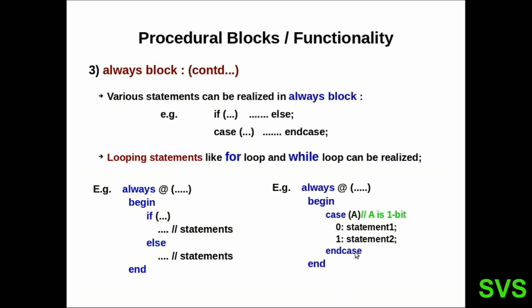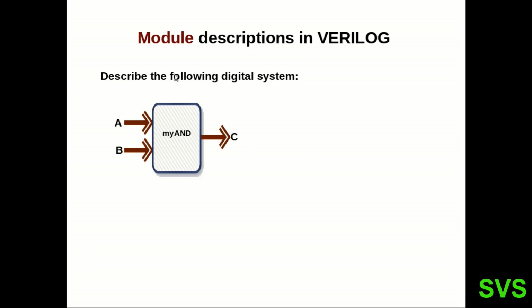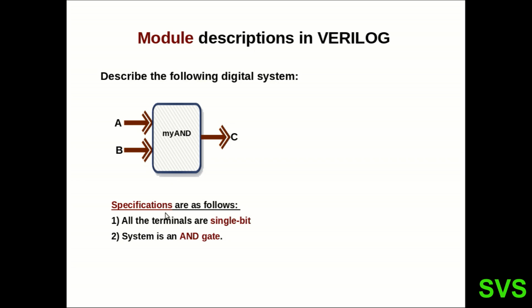So we started with the system description or the module description. So we are again checking the idea of terminal declaration and the functionality. So we have seen these two parts. So let's take an example to illustrate the module definition. So we have the digital system as shown, whose specification is that A, B and C variables are the terminals, are single bit, and the system is an AND gate. So the description goes as shown.